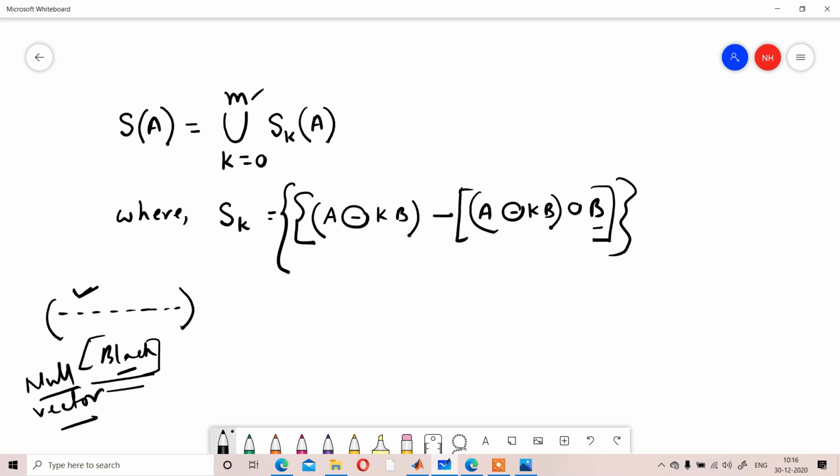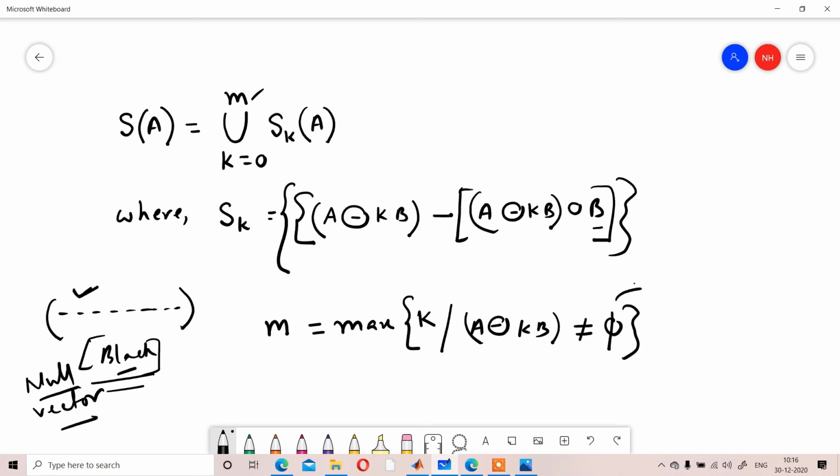That means M will be such that M is the maximum value of K for which A erosion Kb is not a null vector, or null set, whatever.